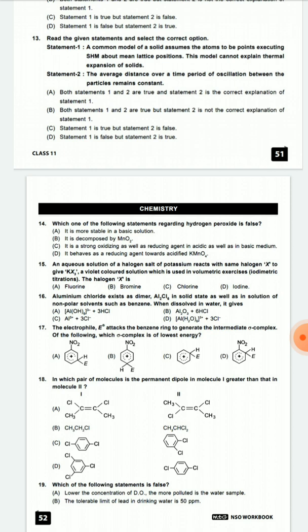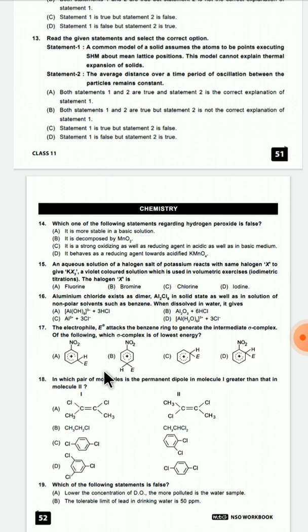So you need to know what is a monomer, dimer, trimer. These are actually known in the solid state as well as in solution in non-polar solvent. So the answer is option C. No, option D is the answer. It is [Al(H2O)6]3+ plus 3Cl-. Okay, so the answer of question number 16 will be D.